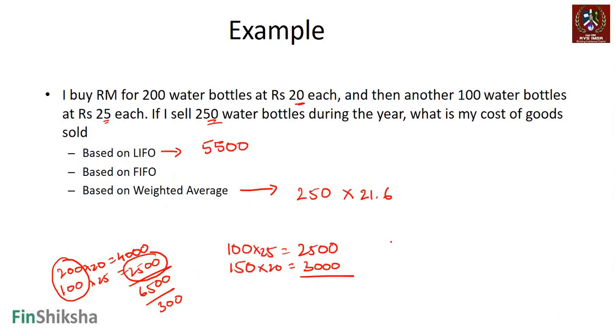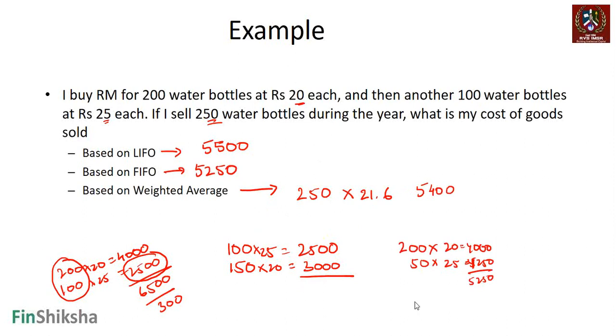In the case of FIFO, I will first use the 200 that came in at 20, so that's 4,000, and then the 50 that came in at 25, so that's 1,250, total being 5,250. So in the case of FIFO, this will be 5,250. In the case of LIFO, this will be 5,500. And for weighted average, this will be somewhere in the region of 5,400 or so, approximately.